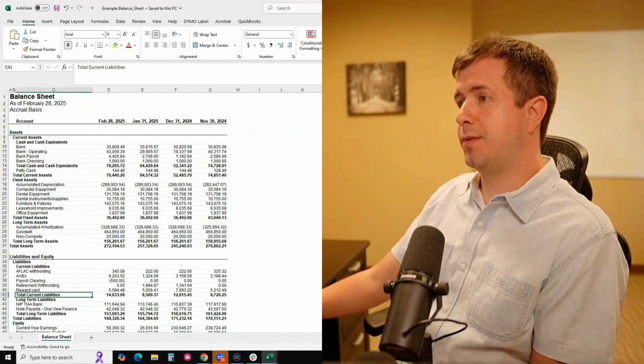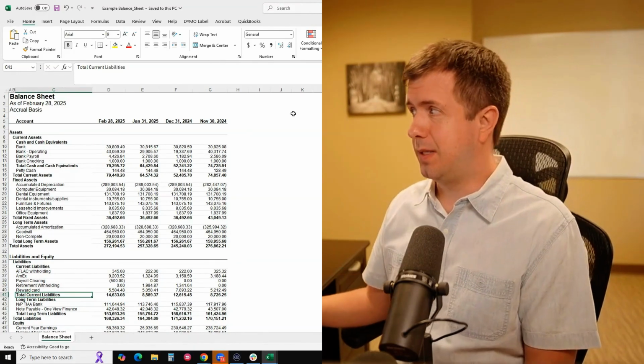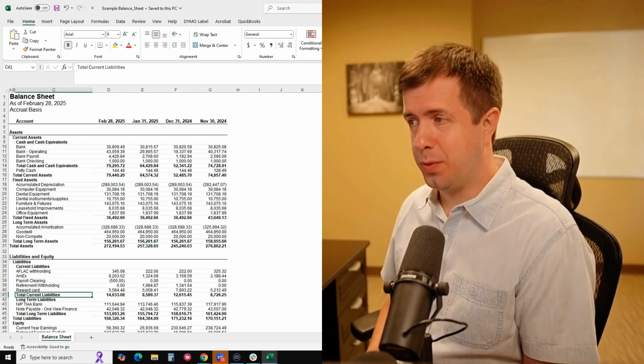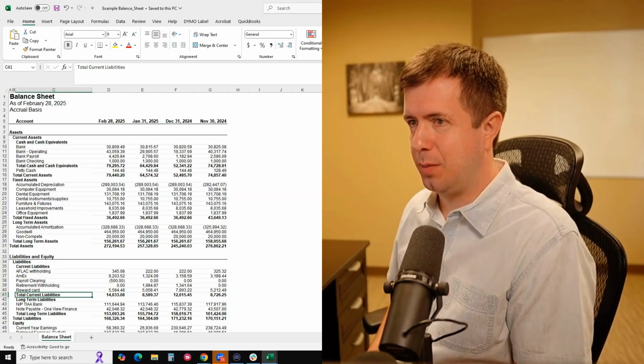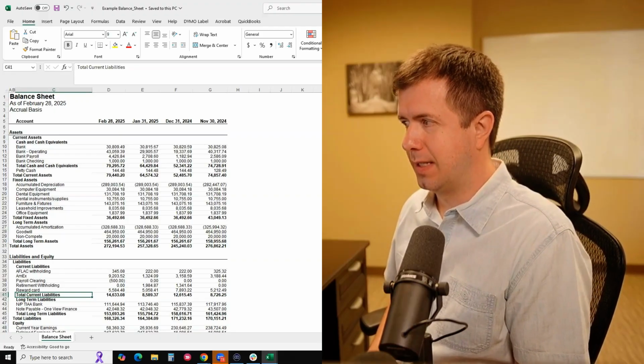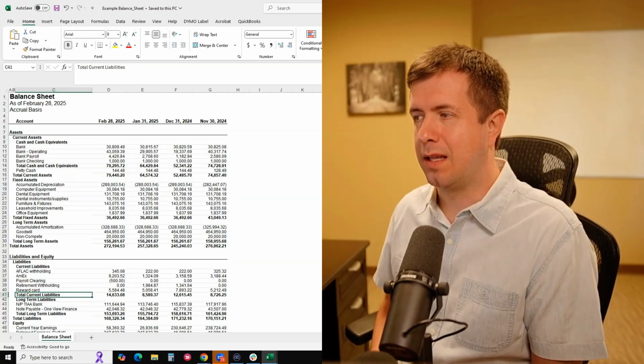Okay, so the first thing we're going to do is look at the balance sheet. The balance sheet is a fantastic report to look at. However, it's super limited in what it can actually tell you about a dental practice's situation. I'm going to make this pretty quick in how you analyze a balance sheet.